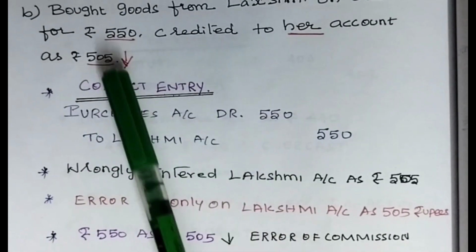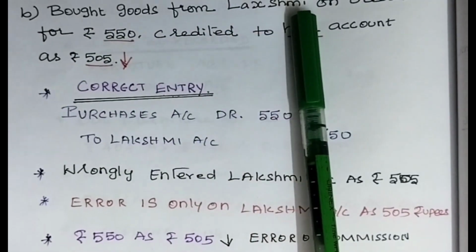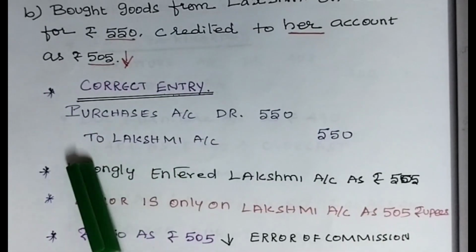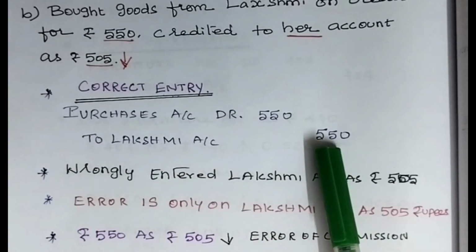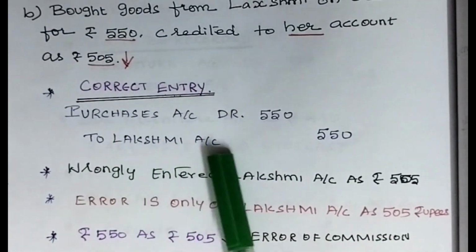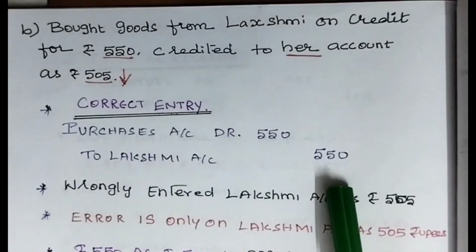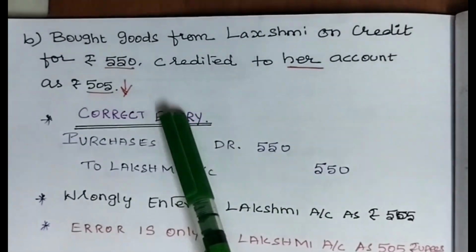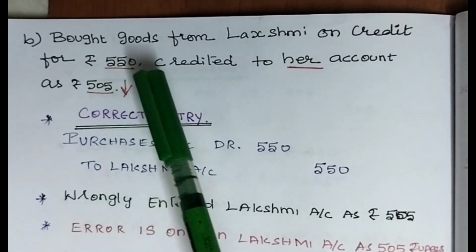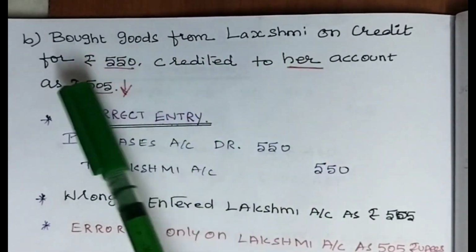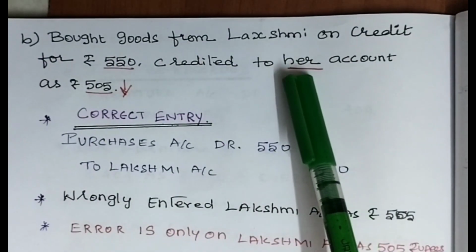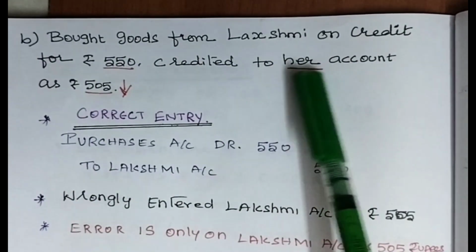Okay, who is the giver? You bought goods from Lakshmi. Lakshmi is the giver. So credit the giver. Okay, so to Lakshmi account 550 rupees. So purchases account debit 550 rupees to Lakshmi account 550 rupees. Okay, where is the error? Listen, bought goods from Lakshmi on credit for rupees 550, credited to her account as 505. So the error is on Lakshmi account.